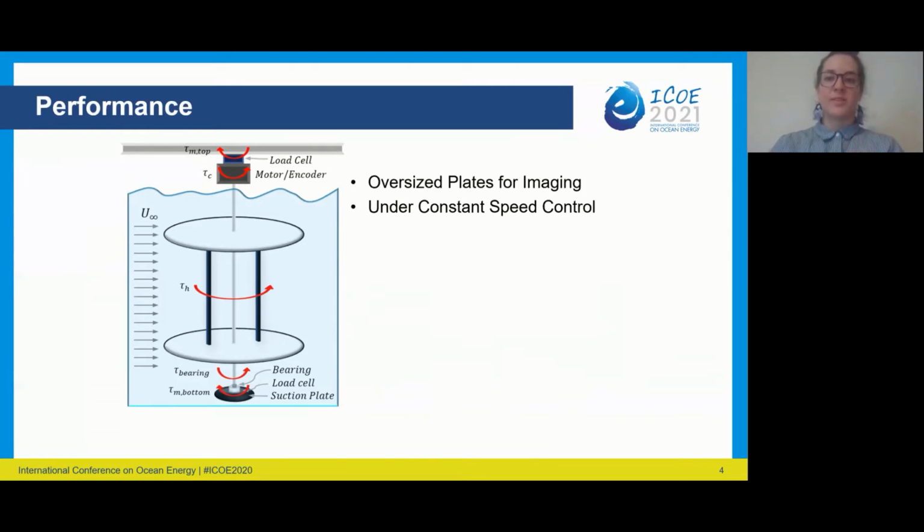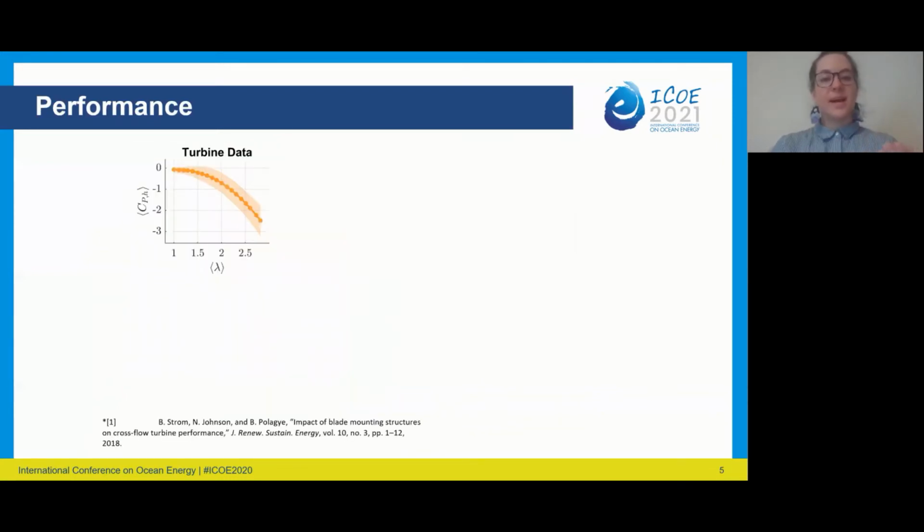And I'm operating under constant speed control, so I take performance data for a range of rotation rates which correspond to different tip speed ratios. And the tip speed ratio is simply a ratio between the tangential velocity of the turbine blade to the free stream velocity. And through these experiments, I calculate the coefficient of performance, which is a ratio between the mechanical power produced by the turbine to the hydrodynamic power available in the flow. And you can plot this in a time average sense over the range of tip speed ratios tested, and you get a curve like this.